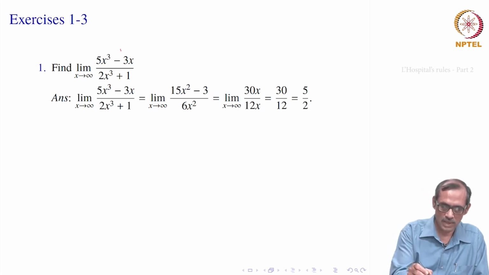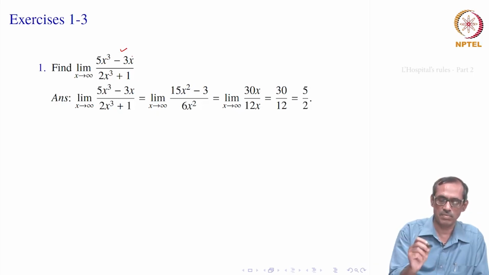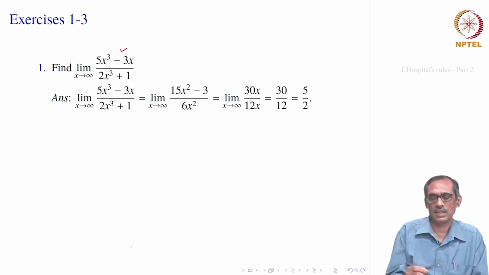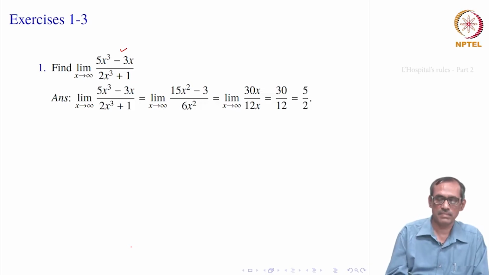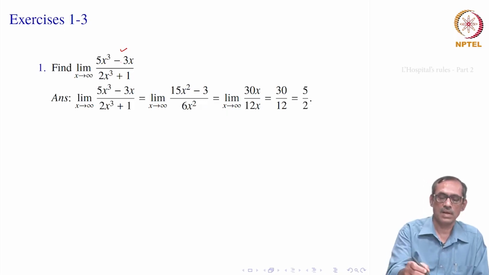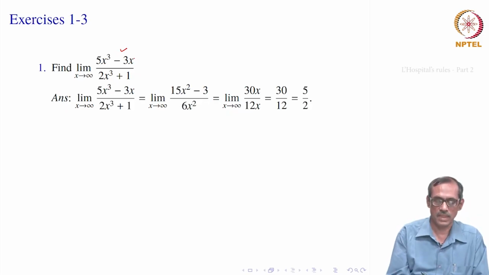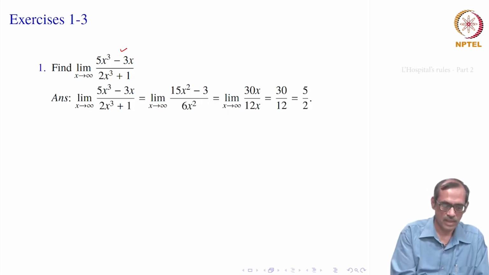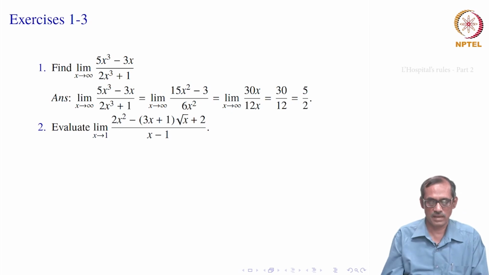So, here this argument is necessary to say that it is in infinity by infinity form, that 5x cubed minus 3x will be larger than say x, okay, for x bigger than something, say x bigger than 10, you can say 5x cubed minus 3x is larger than x. Therefore, the limit of the numerator as x goes to infinity goes to infinity, that argument is necessary. Okay. So, let us look at the second problem.